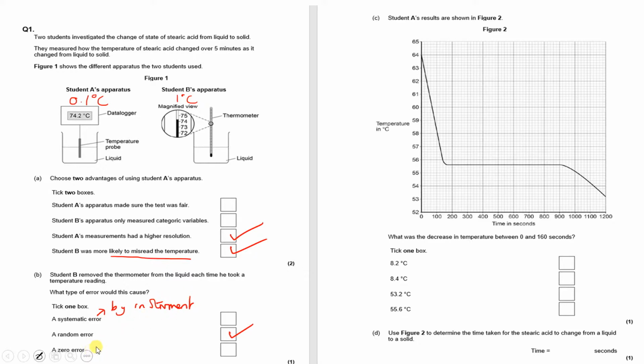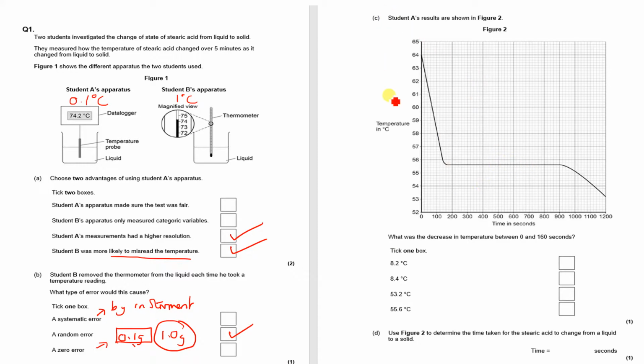A zero error is when it doesn't zero properly. So if you have a balance or a scale and you start it off at a non-zero value, then it will always be that extra amount. So if you start off by weighing something and before you put it on it's 0.1 grams and then you weigh it and it is 1 gram, then that's telling you that the 1 gram is incorrect because it's already started at 0.1 grams. So that would be a zero error when it doesn't start at the right value.